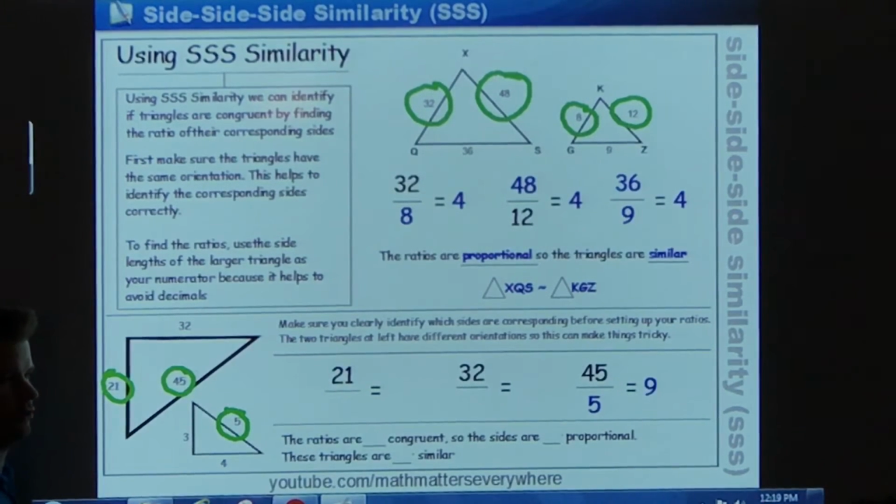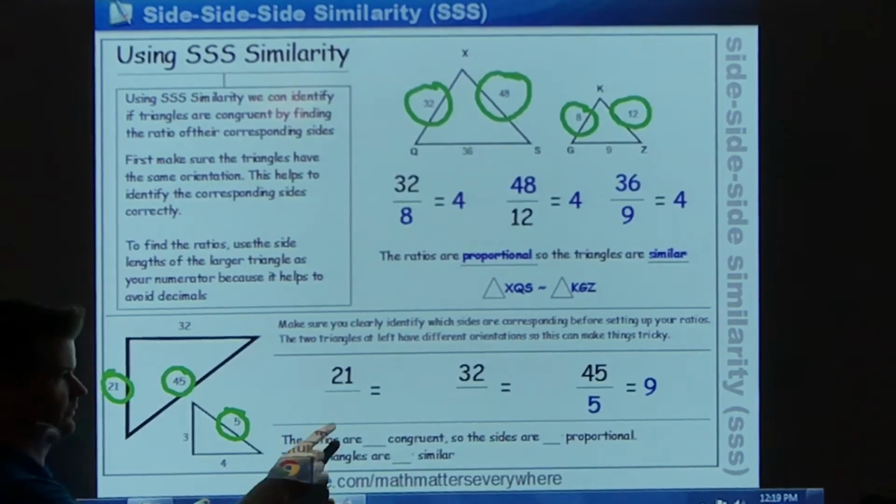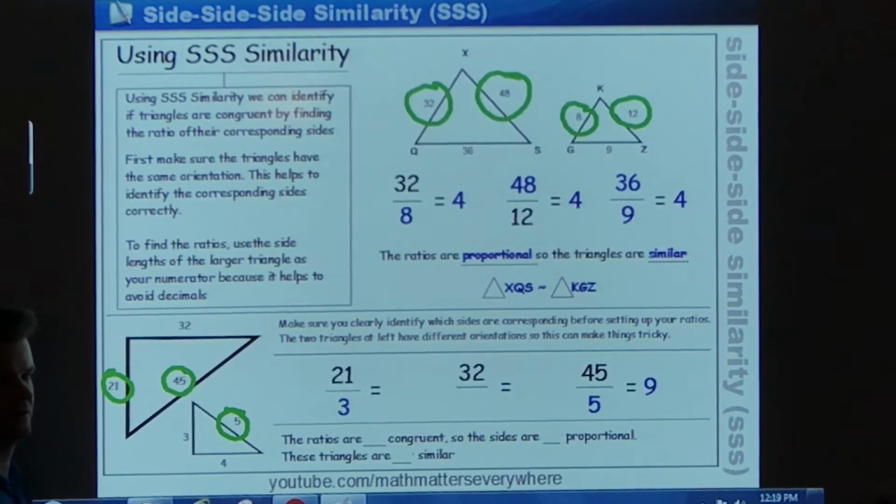What is going to go below 21? Anybody got an idea? 3. What do you think? 3. 21 divided by 3, what does that give me? 7. Do I need to keep working?